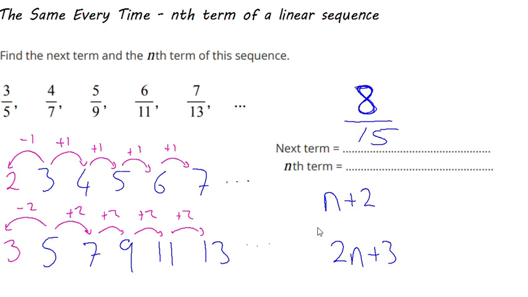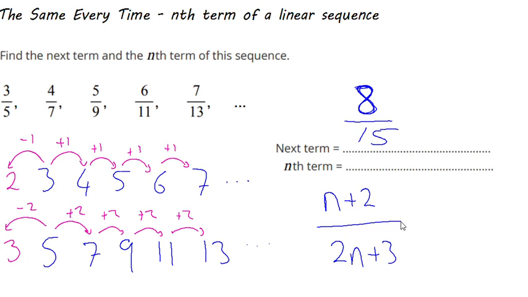And then I must just put my final answer as a fraction, so there we are. The sequence on the top of my fraction has nth term n plus 2, and that's over the sequence at the bottom of my fraction with nth term formula 2n plus 3.